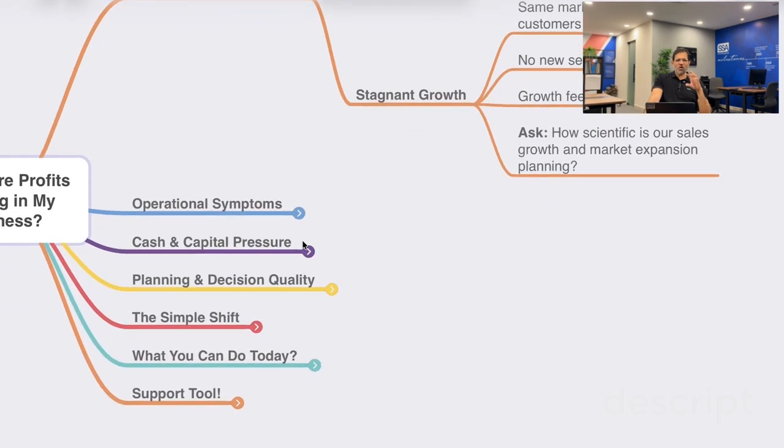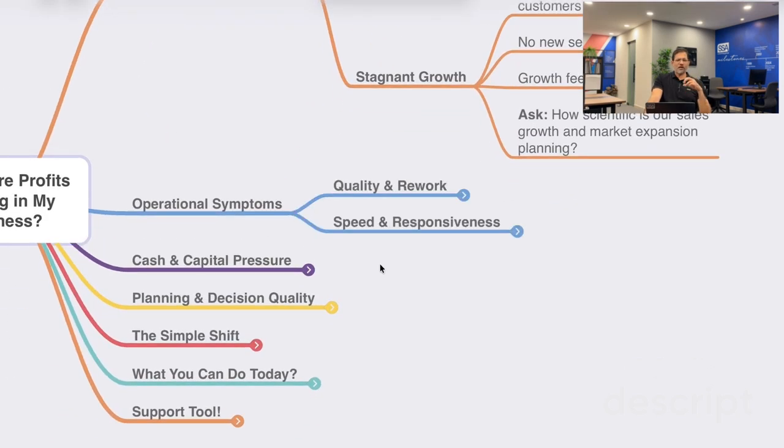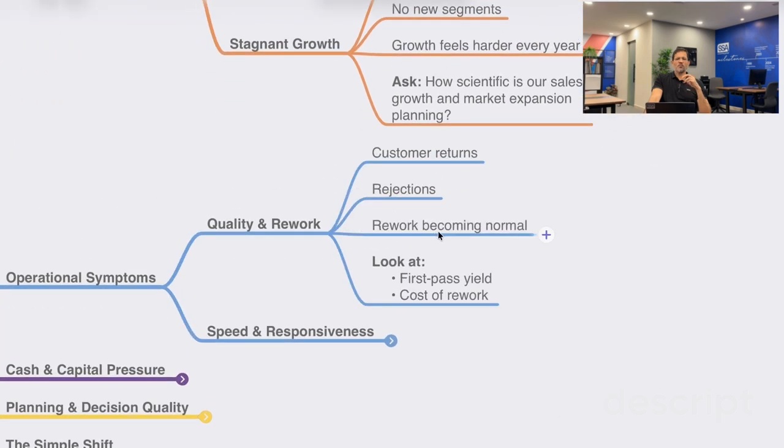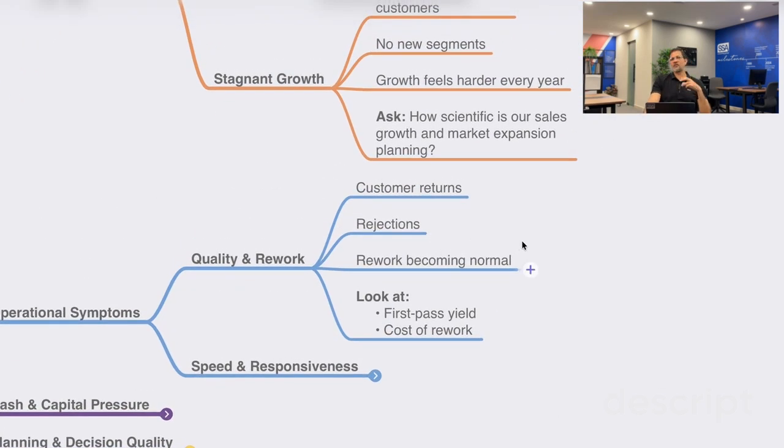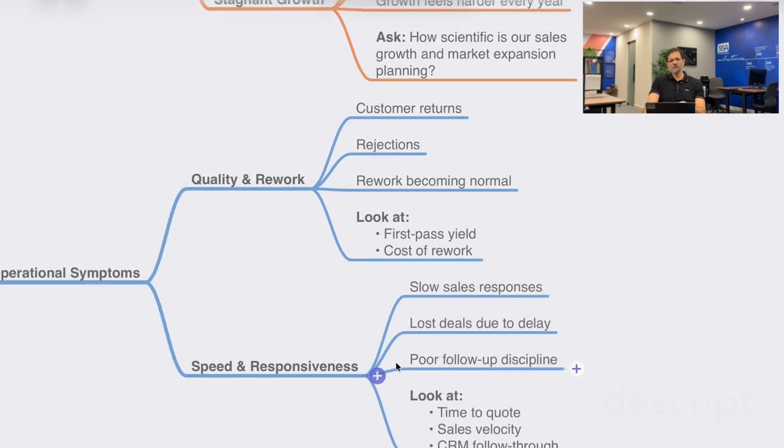Now let's look at some of the operational symptoms. These may be a bit more internal in nature. For example, one of the areas where companies typically tend to leak profits is quality and rework. Have we tracked the customer returns, the rejections and rework? Are we normalizing rejection, poor quality, rework? Are we looking at metrics like first pass yield, the cost of rework? If not, then we should probably start asking the question, how are we doing on these metrics?